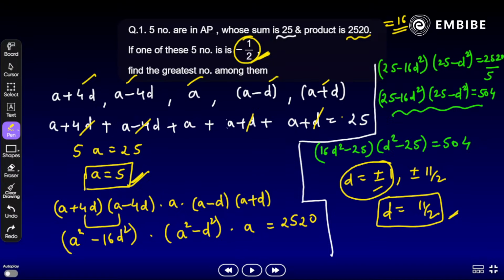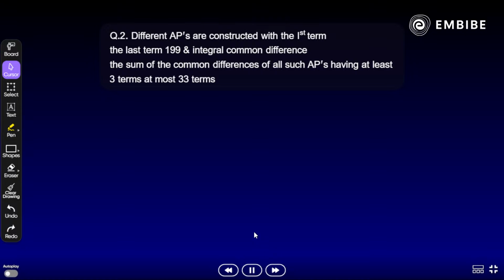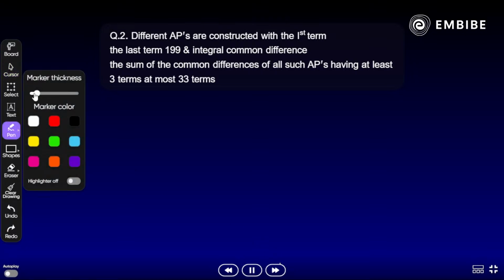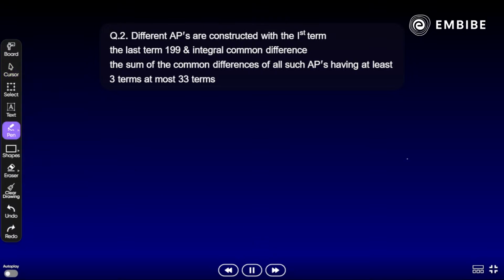Noted and done? Okay. So it's time to do the next part. The next question, question number 2 here. Focus on the board here. Question number 2, all of you. Take a look here.